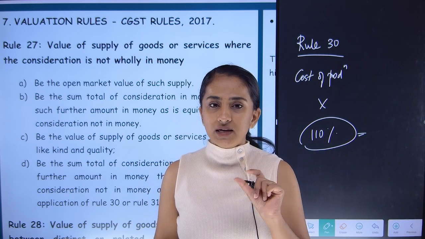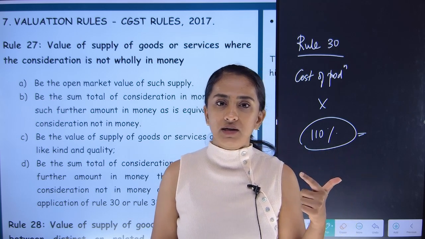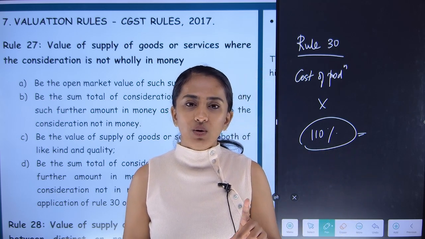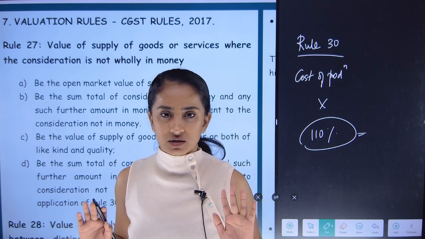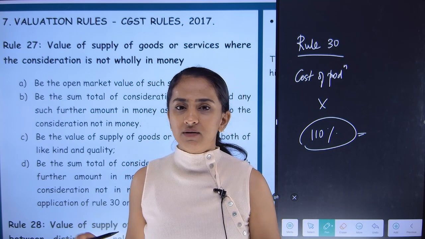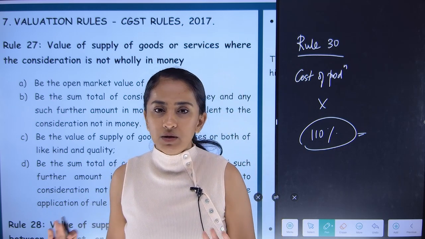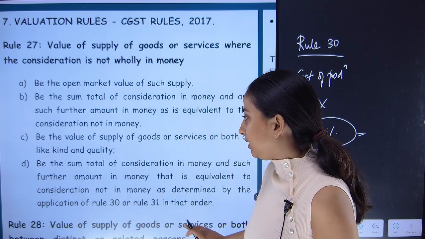Let's say your cost is around 9,000 rupees. Then you add 10%, that will be 9,900. 9,900 will be your transaction value, that is rule 30. Rule 31 is called residual value. Whatever is available, you take that, they say. We'll look into that a little later.